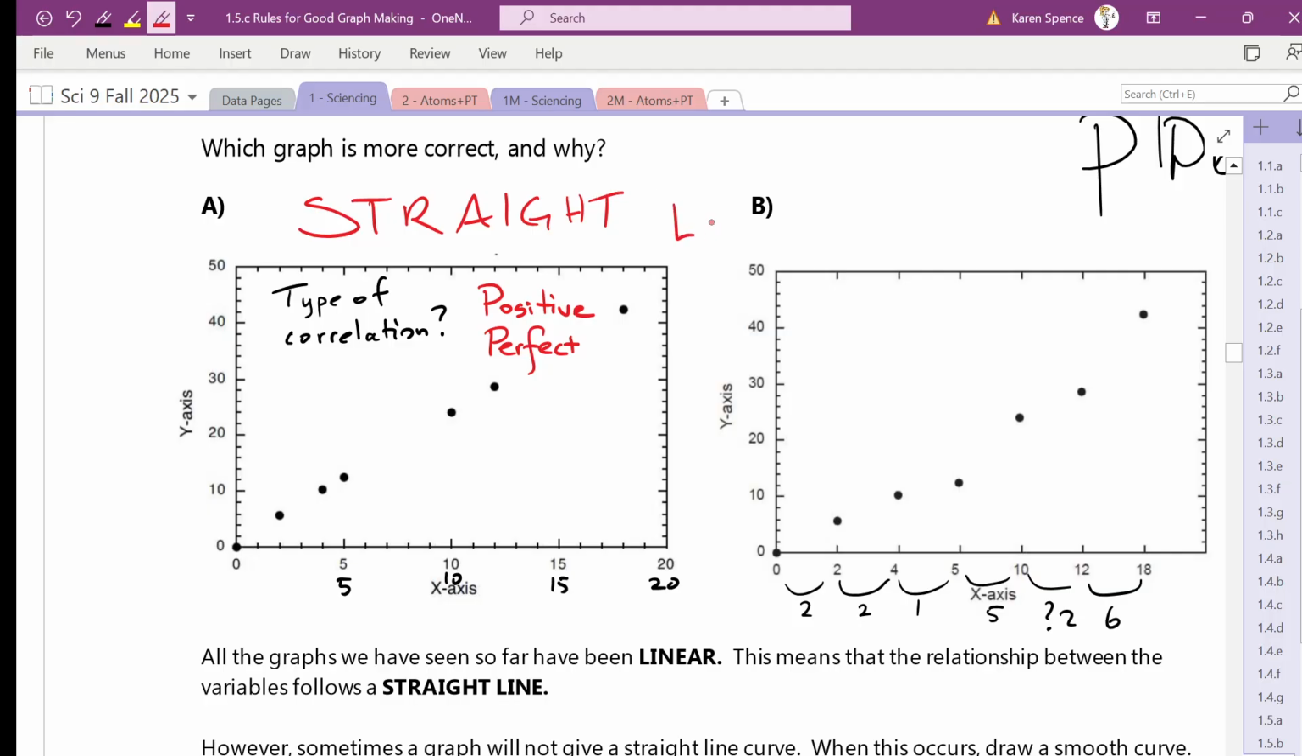Miss, there's something wrong with the graphs. Yeah, there's no type. Oh yeah, there's other things wrong with it, but I just wanted to know which one was more correct.